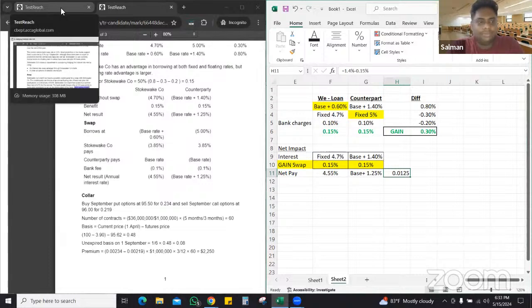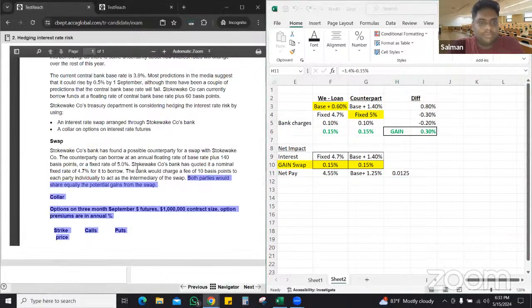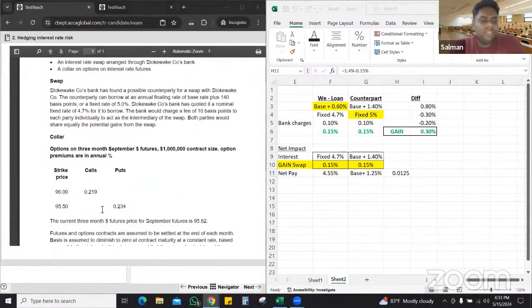Good. Right. Next is collar. So collar is not your usual option. This is where we go for a collar, both a cap and a floor. We go for both call and put, not one.